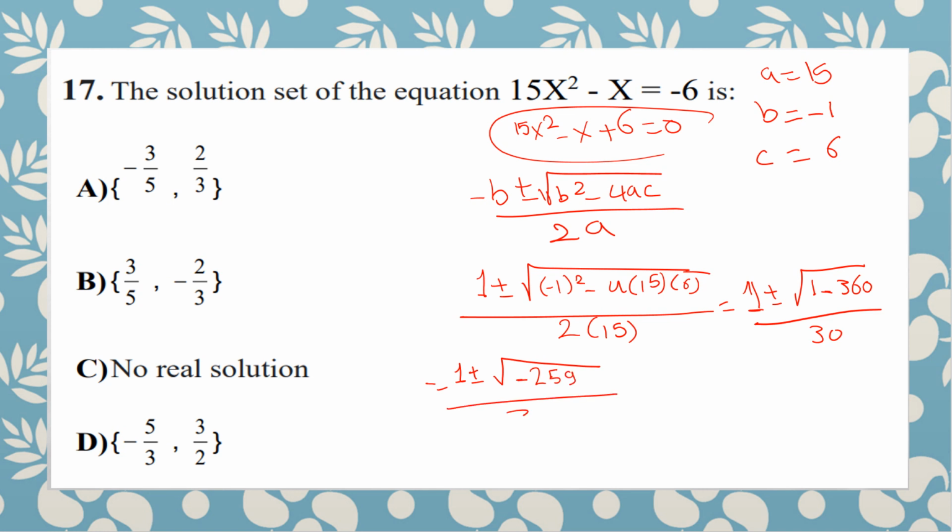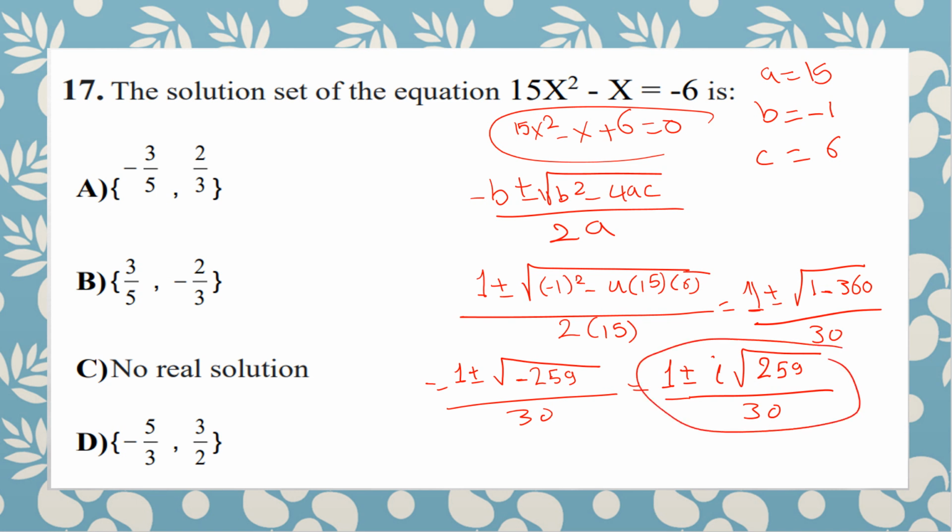359 over 30, and we don't have a negative value under a radical, so we use the complex number, which is 1 plus or minus i, the imaginary number, times the square root of 359 over 30. So this solution is not a real solution, as we have an imaginary or complex number here. So the right answer for this equation is C, because we have no real solution.